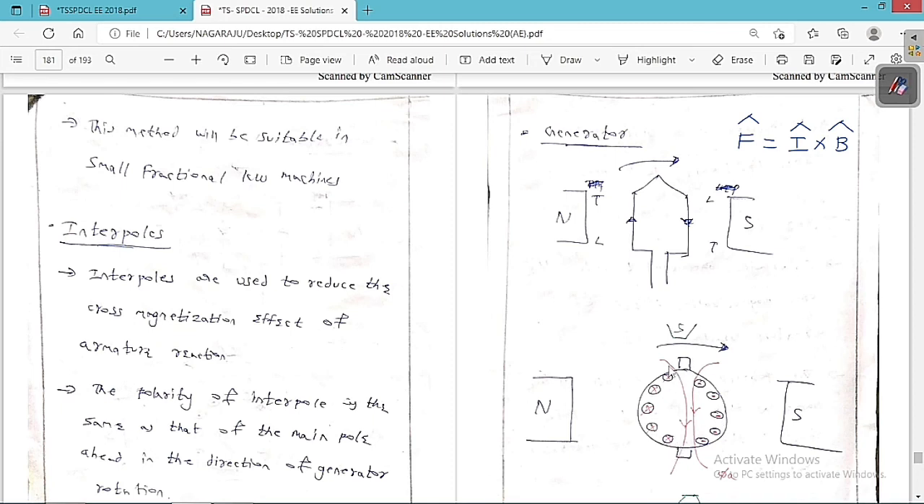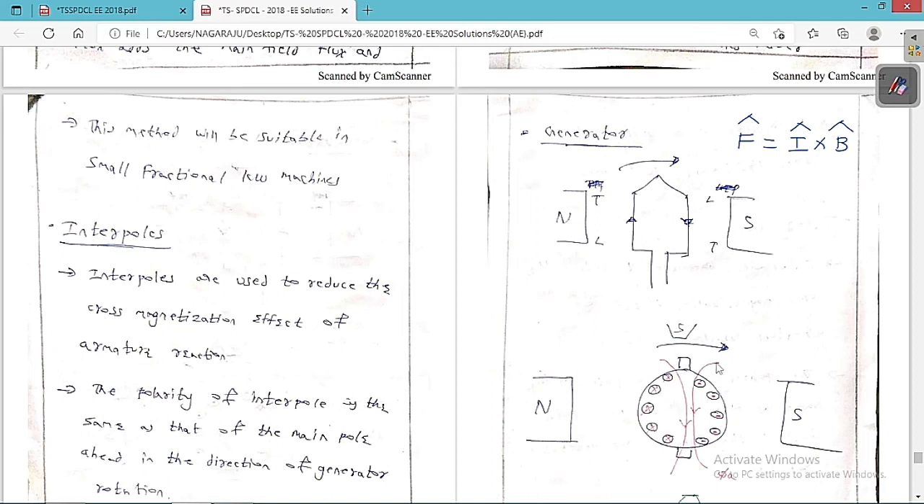So now you can see clearly, if you apply the right hand thumb rule, if you keep your thumb in the direction of the current and pull your fingers, you are going to get the magnetic field in this direction. So this is the armature flux. So the armature flux is in the downward direction.